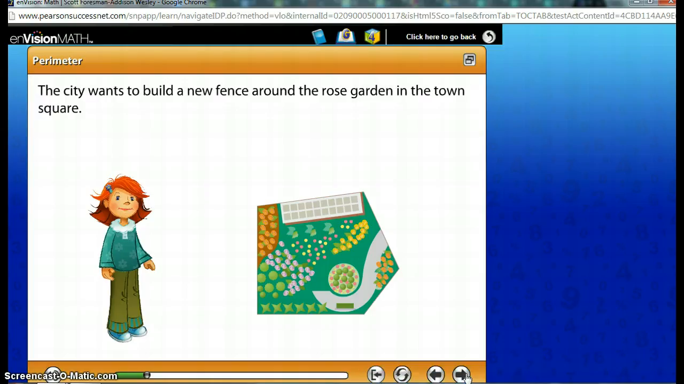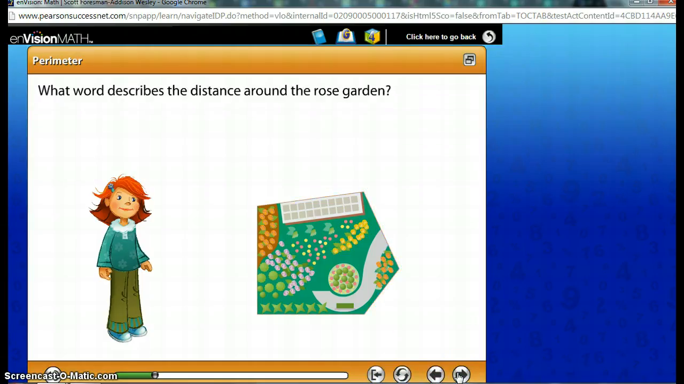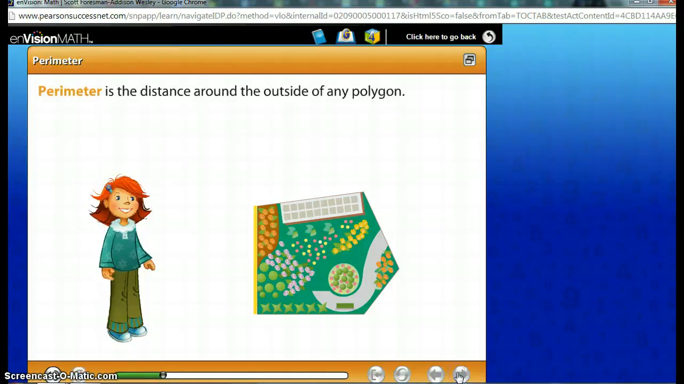The city wants to build a new fence around the rose garden in the town square. What word describes the distance around the rose garden? What's that word that we're talking about, Hope? Perimeter. Thank you. Perimeter is the distance around the outside of any polygon.